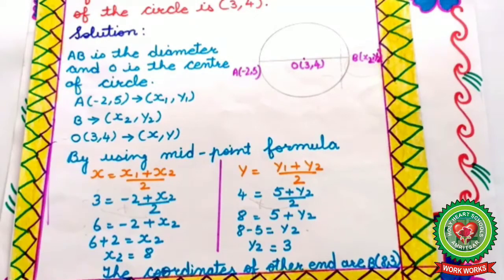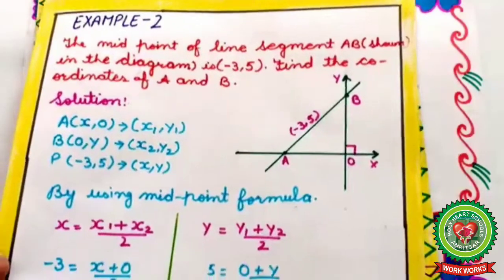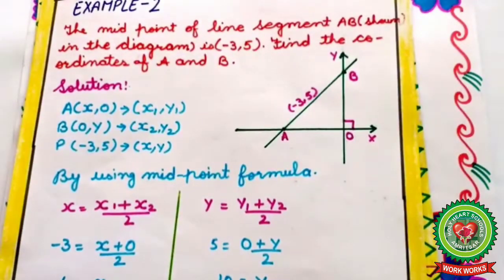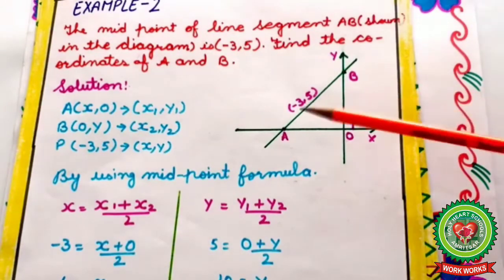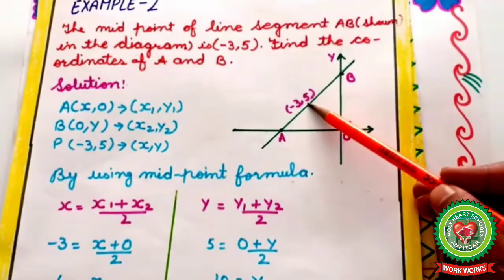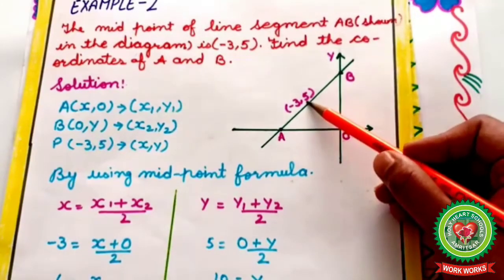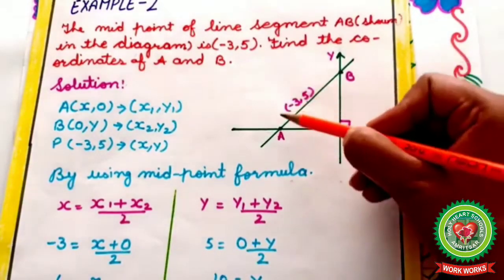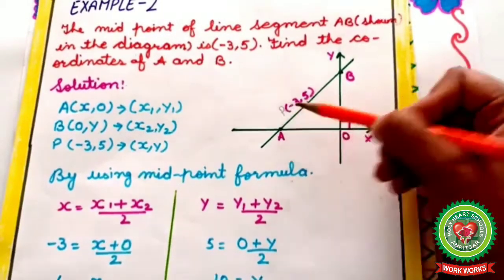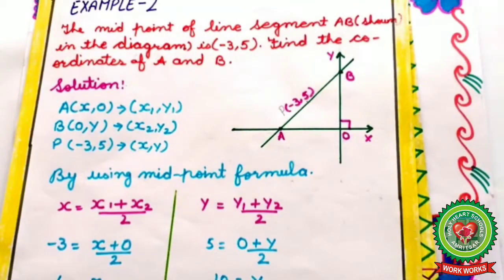This is the first example related to geometrical figures. Now example number 2: the midpoint of a line segment AB is given in the figure. So the midpoint is P here, (-3, 5). Find the coordinates of A and B.